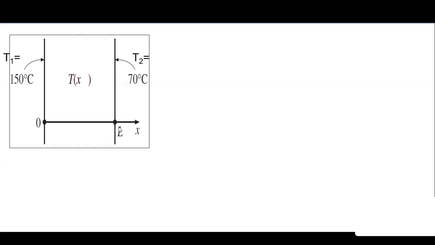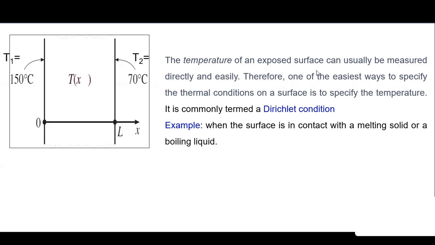Similarly, for x equal to L, the temperature is designated as T2, and it was measured and found to be 70 degrees Celsius. The temperature of an exposed surface can usually be measured directly and very easily. Therefore, one of the easiest ways to specify the thermal conditions of the boundary is in terms of specified temperatures, and this is called the Dirichlet condition. When the surface is in contact with a melting solid or boiling liquid, the temperature is going to remain constant, and in such situations this specified boundary condition can be more useful.